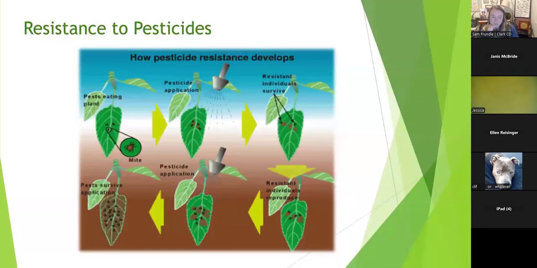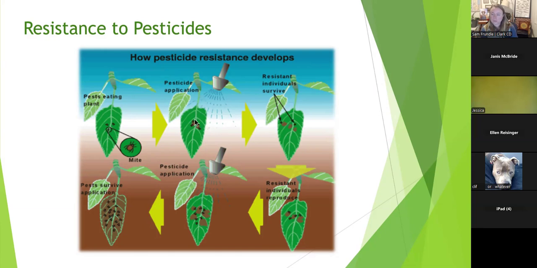So this is my last slide, resistance to pesticides. This is how it starts. Right over here on the top left, you've got an insect eating a plant, and in this case, it's a mite. First thing you do is apply the pesticide. So you haven't figured out why you have mites. Is the plant stressed? Is there a cultural way to prevent this? Is there a mechanical way or is there a biological way? We've just gone straight to the pesticide application. This is actually a very typical mode of controlling pests.